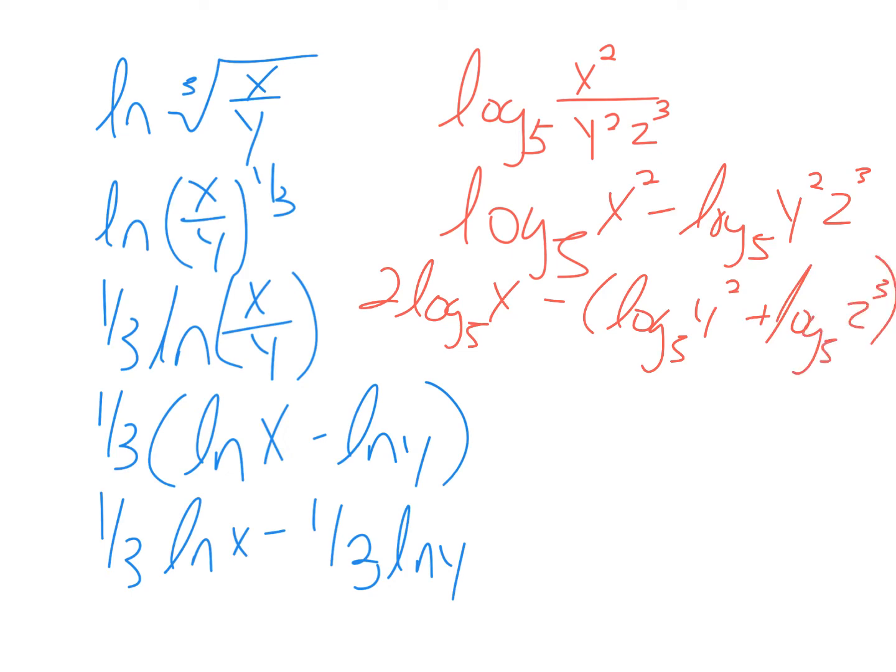And then we move the 2 and the 3 up front, and we can also distribute the negative to both terms if we would like. So minus 2 log base 5 of y, and minus 3 log base 5 of z. And that's the answer.